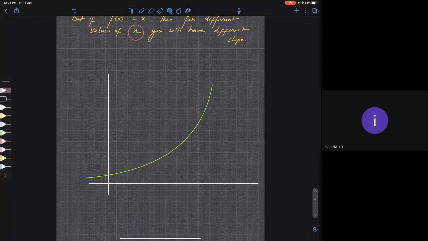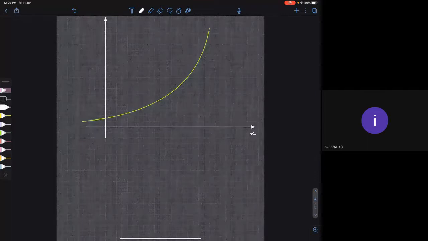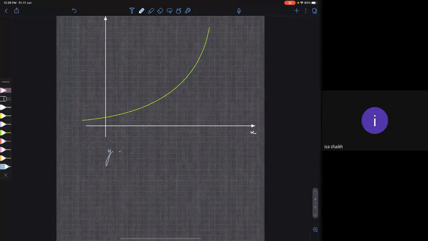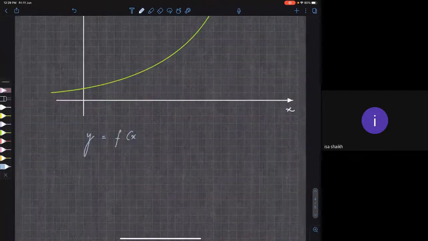Yes, sir. Okay, fine. Now suppose you don't have a straight line. You have a non-linear equation. See, this is the x-axis and this is the y-axis. Till now, you have had equations like y equals mx plus c. But now we have a non-linear equation. So here I am writing y is equal to some function of x, and this function of x is non-linear.